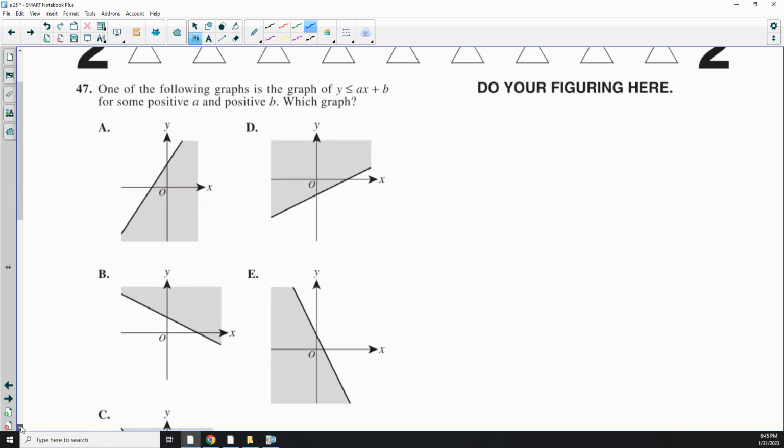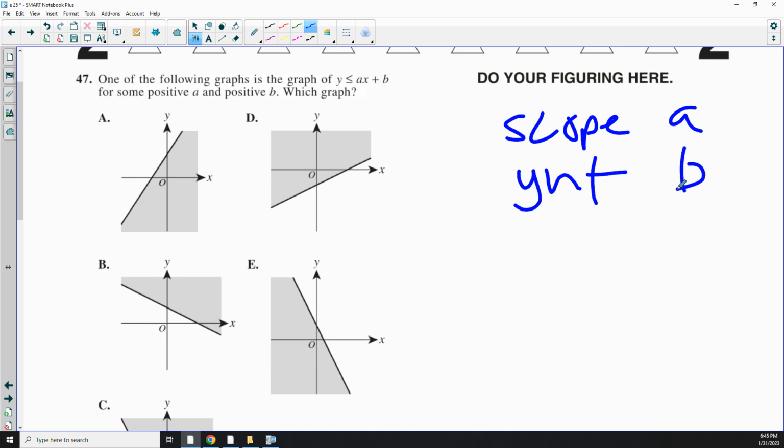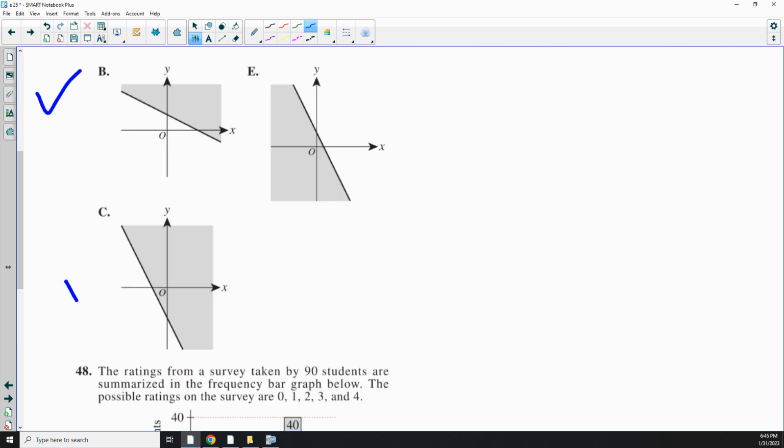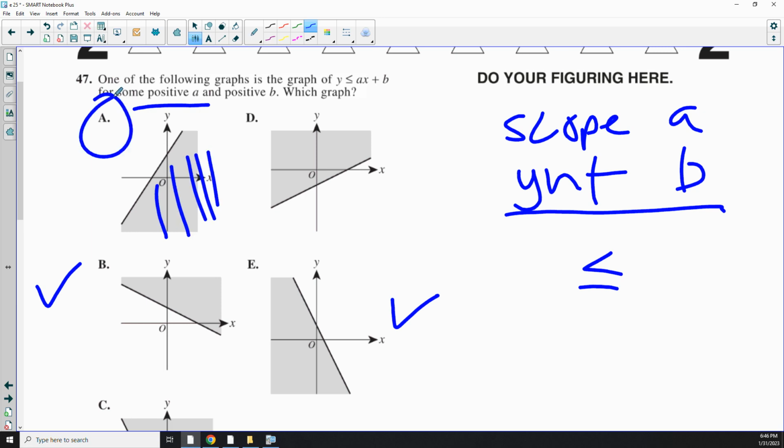Ooh, they used to love this one. Hadn't seen it lately. The slope is the number next to the x, and the y-intercept is the number by itself. So we have a positive slope. It can't be B or C. They're going down. Can't be E either, huh? So it's down to A and D. And we have to have a positive y-intercept, so the answer has to be A. One more thing, it's got to be less than or equal to, so we have to shade the underside of the answer.